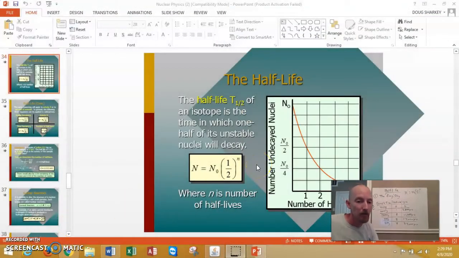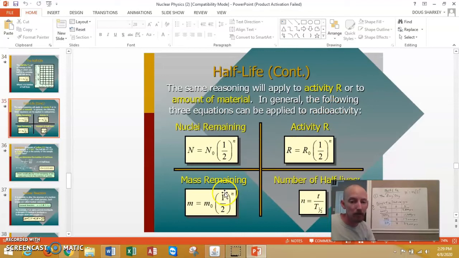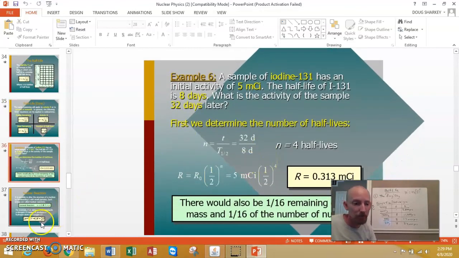Okay. So I have notes on this, and here it is right here. There's our graph. Now you can use a number of things here. This equation can be used for mass. It can be used for number of nuclei. It can be used for activity. You can even solve for the number of half-lives. It's a very flexible thing. And there are examples in the notes. There you go.